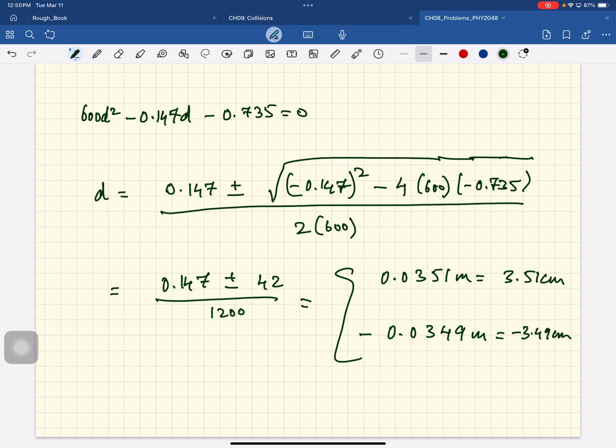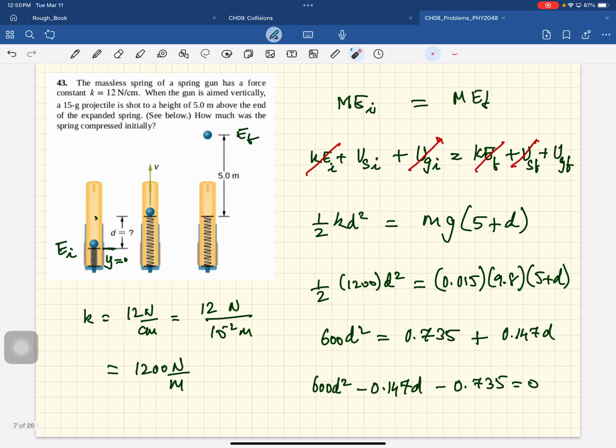All right, so D is 3.151 centimeters, about 1.5 inches. So you compress the spring about 1.5 inches, and the ball is shot up 5 meters. 5 meters is about 1.5 times this height.